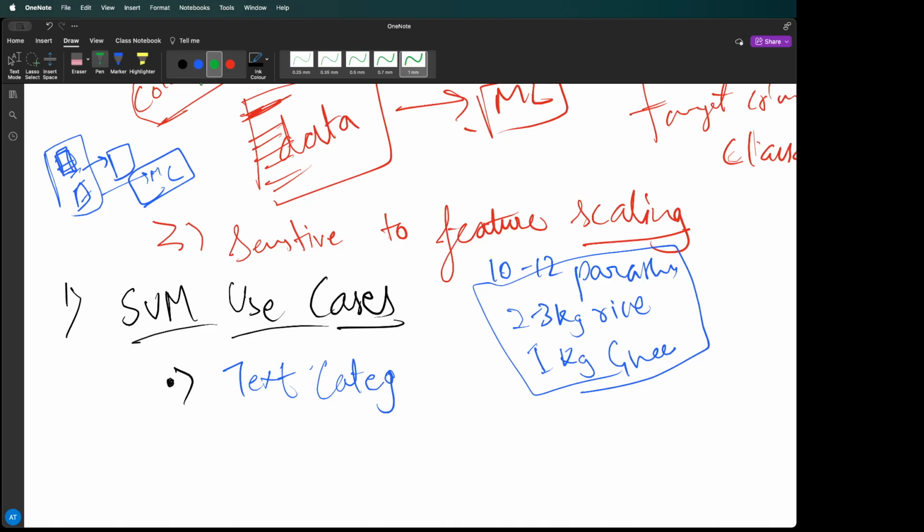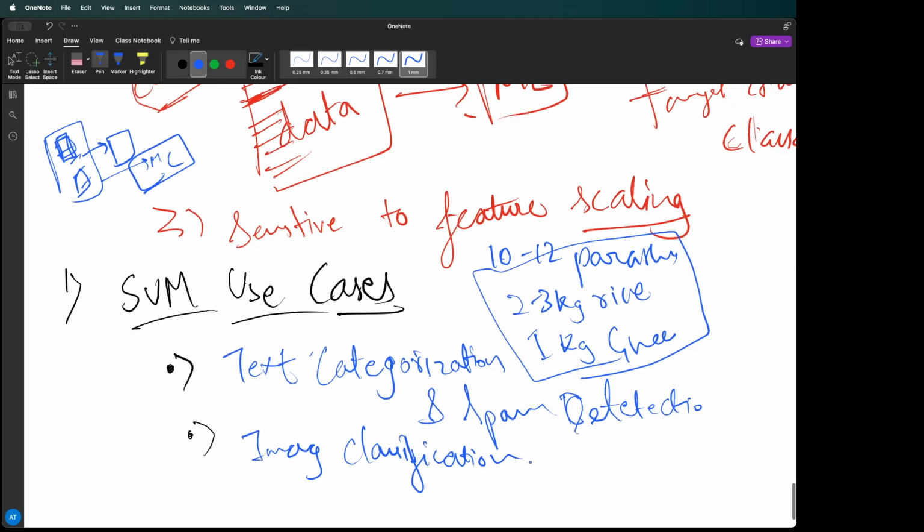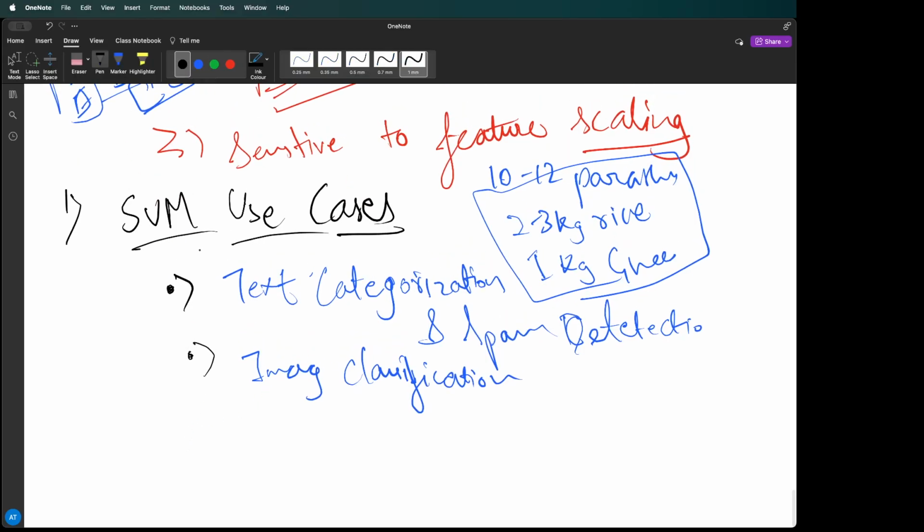So I have to think a lot ahead. SVM use cases are, first one is text categorization, then spam detection. Because if this is a regression one, if this is a classification one, you can use it in both. Spam detection, image classification. Again, guys, you should not mug up any of these things. As soon as you work hard and build multiple projects on multiple algorithms, you'll come to know which one is the best one.